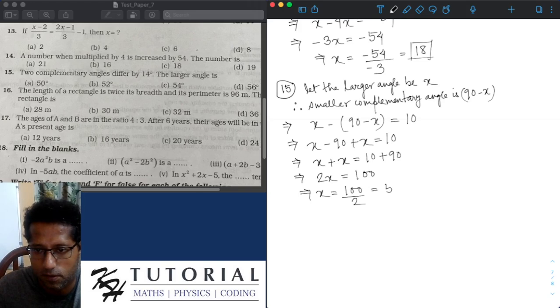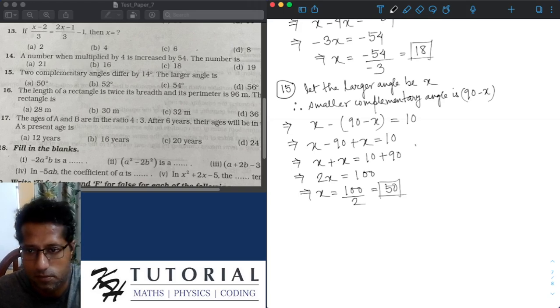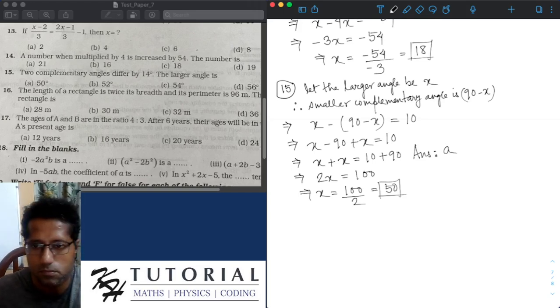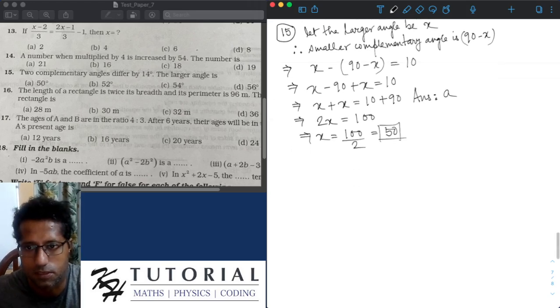This is 50. So 50 is the larger angle. That is what the question has asked. So the answer is choice A. Okay. Let's do question number 16.